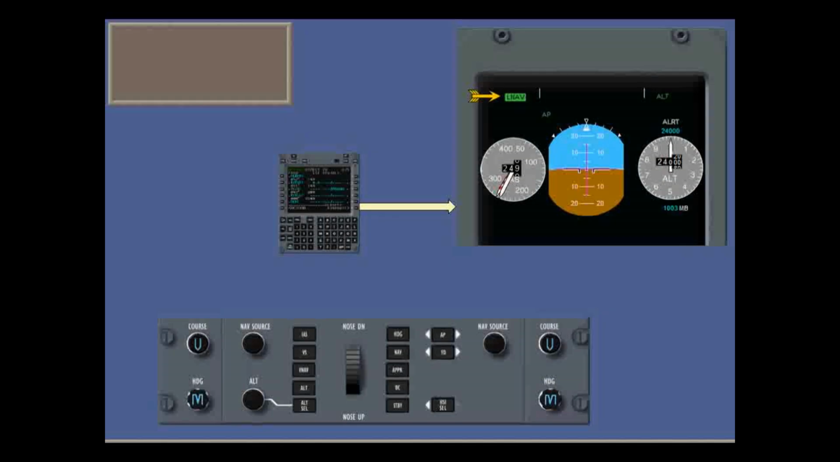LNAV is the active lateral mode, and the FMS controls the autopilot and flight director instructions. Note that there are no arm and capture phases in LNAV mode. The FMS will give commands for lateral maneuvers to the automatic flight control system to automatically follow the flight plan.